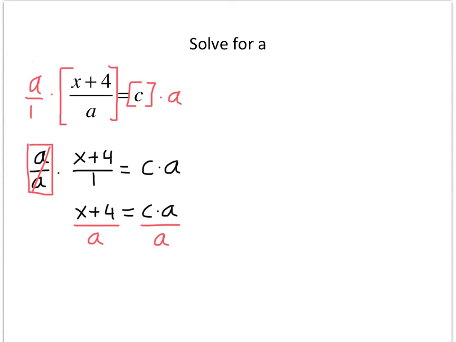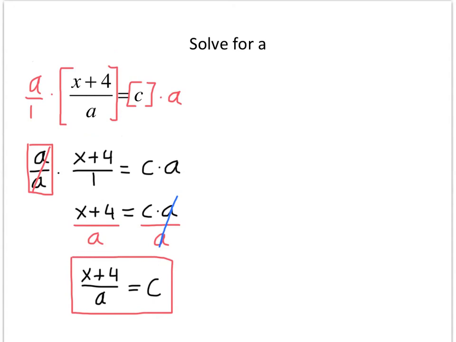By definition of inverses, a divided by a divides to 1, and I'm left with the answer x plus 4 over a equal to c, and we notice that I can't simplify anymore because none of these are going to be like terms.